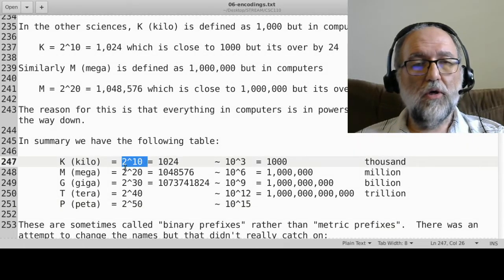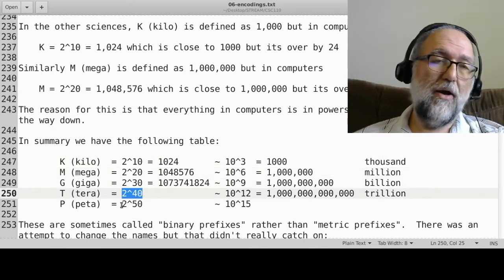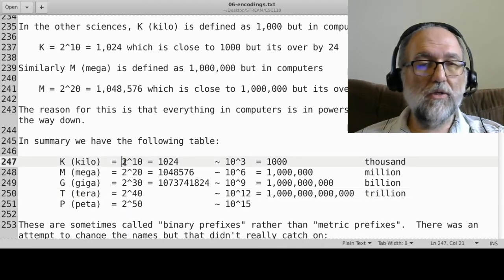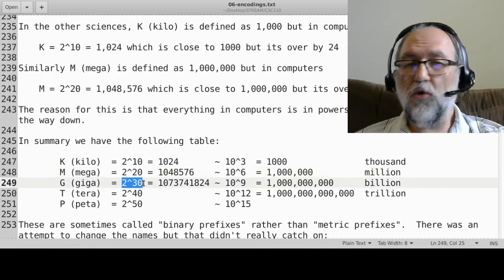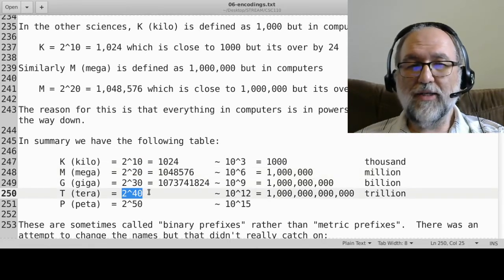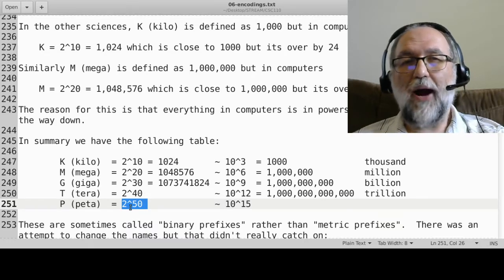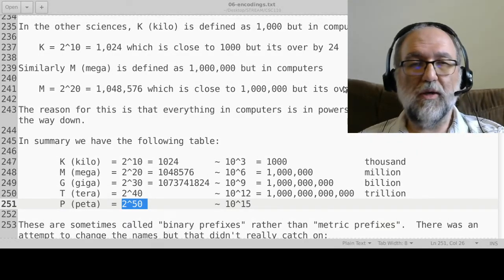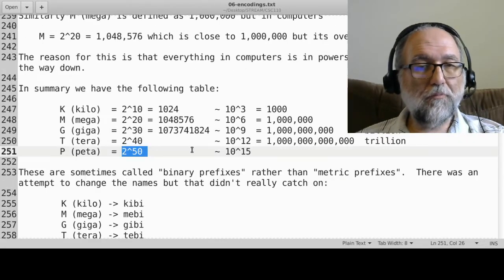2 to the 10 is kilo. 2 to the 20 is mega. 2 to the 30 is giga. 2 to the 40 is tera. 2 to the 50 is peta. Oh, I think I said it wrong earlier, so that is the correct order. Each prefix goes up by 10 in the exponent, that is, by powers of 2 to the 10.